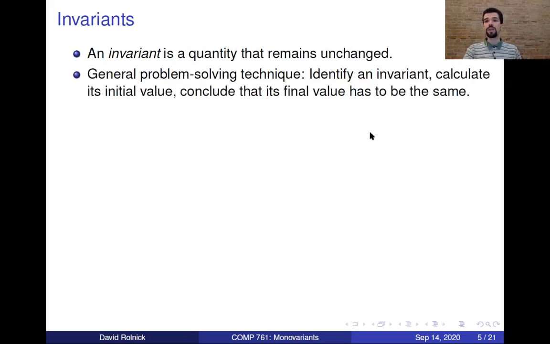In the particular situation we'll be looking at today, we'll be looking at it as a general problem-solving technique. The way that we do this is to identify an invariant, calculate its initial value and conclude that its final value has to be the same. So if you have some process happening, some algorithm, and you find an invariant, you know that whatever it was at the start of the algorithm is going to be the same at the end, because it's an invariant and it doesn't change.